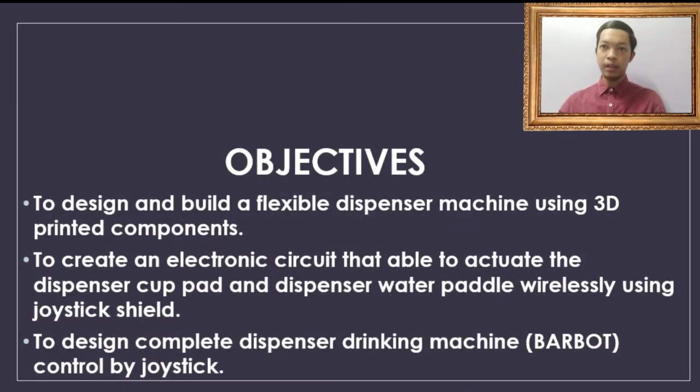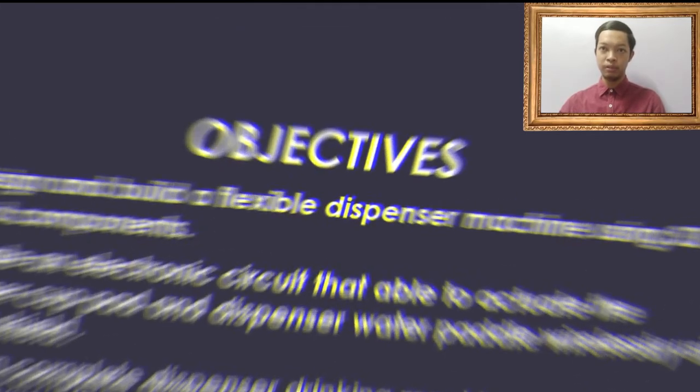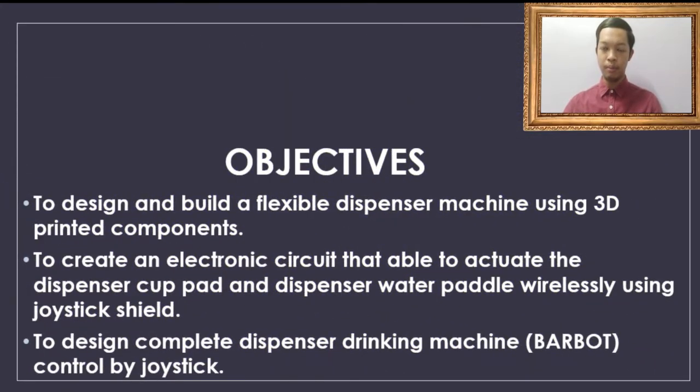Next, I will explain about our objective. First, our objective is to design and build a flexible dispenser machine using 3D printed components. Then, we want to create an electronic circuit that is able to actuate the dispenser cup pad and dispenser water pedal wirelessly using the joystick shield. And then, we want to design a complete dispenser drinking machine, which is Barbot, controlled by joystick. That's all from me, Mohamad Syazwan bin Azman. So, thank you very much.